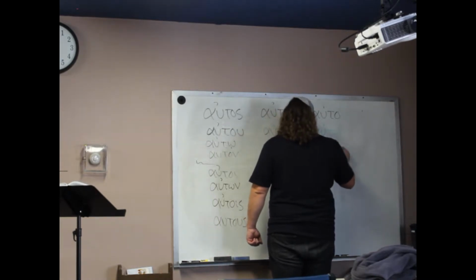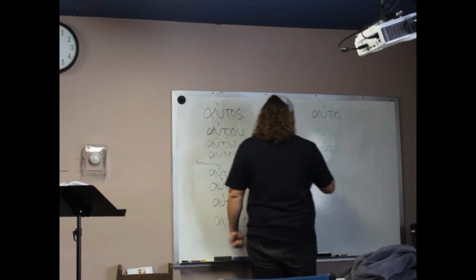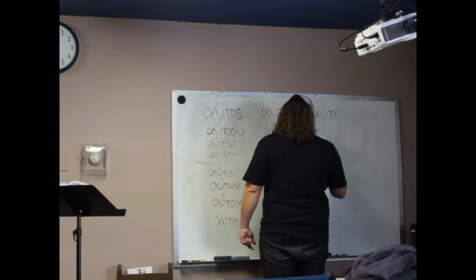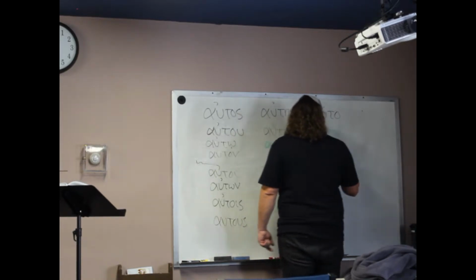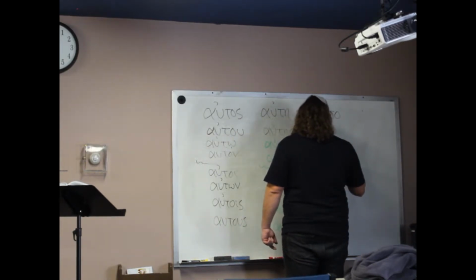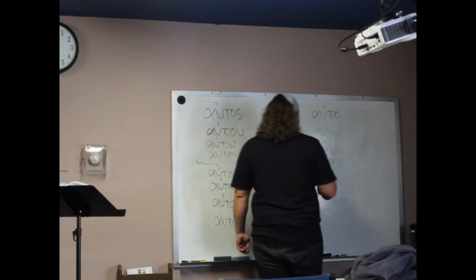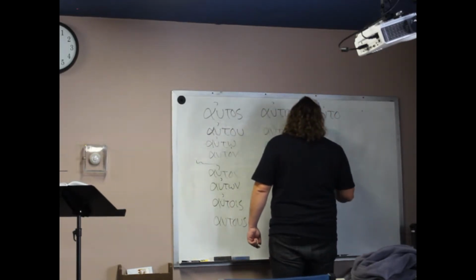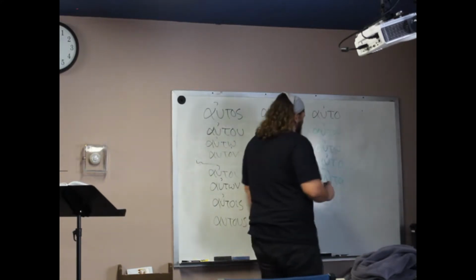Auto, subscript iota, and the accusative. Auta, how do I spell that? Alpha, upsilon, tau, omicron. Yep, omicron, just like this one. And the nominative plural, alpha. How do I spell that? With an alpha. Yep. Auta.